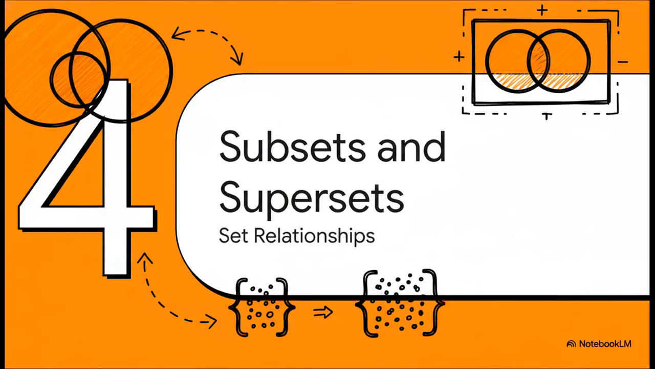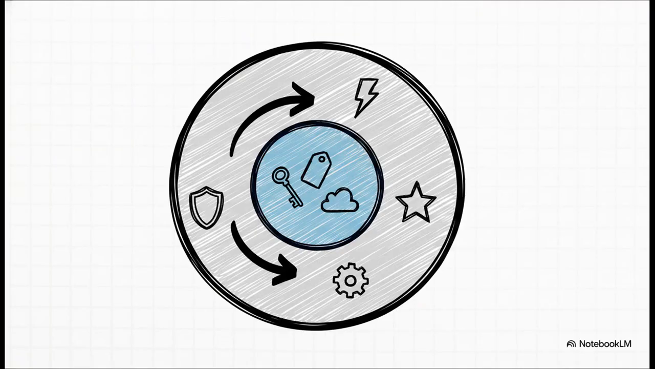Section 4. Subsets and supersets. Beyond just manipulating individual items, we also need to evaluate relationships between entire sets. This brings us to subsets and supersets. Set A is a subset of set B if every single element in A is also residing in B. Conversely, B is a superset of A if it contains absolutely everything that's in A plus potentially more.